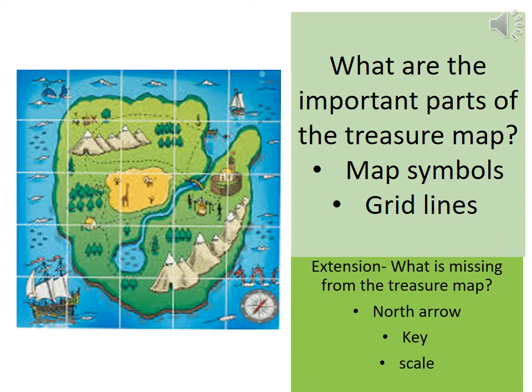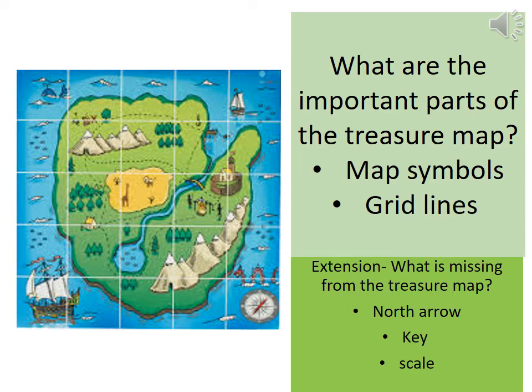So the important parts of the treasure map are the map symbols and the grid lines. The map symbols are the different parts you can see of the map. As you can see, we have some trees on the map, there is a river and there is a lake. These are the different map symbols to show you what is in that area. The grid lines on the map are the pale white lines you can see going across and up and down on the map. Those are your grid lines.